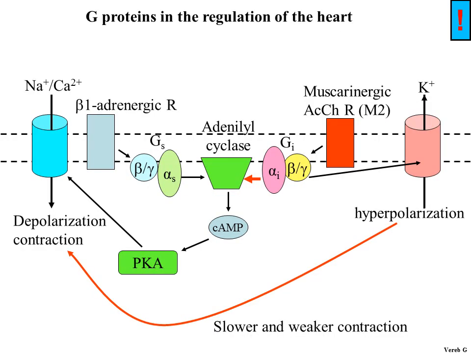So now once we have discussed this general scheme for adenylyl cyclase regulation and balancing, let us go back again to what happens after the fight or flight situation is over. And for that we will now take the example of the heart.